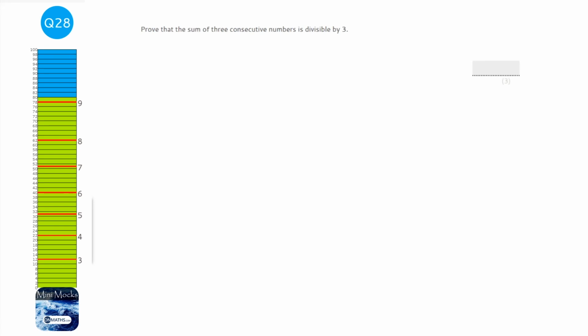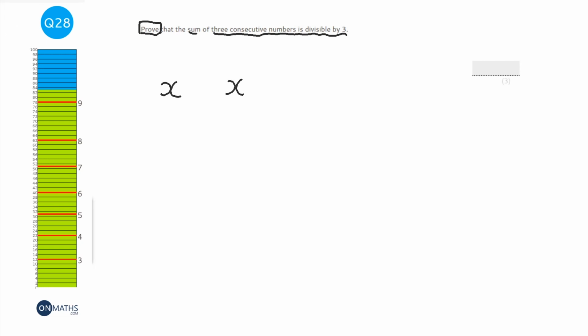Okay, so this looks like a quite simple question. However, it's a little bit more complicated than it looks. It says that the sum of 3 consecutive numbers is divisible by 3, and we've got to prove it. So the working out is everything. So I'm going to name my first number x, okay, because we don't know what it is. It could be anything. But the next number will be x, same as the number before, but 1 added to it. And the next number after that is going to be the same as the first number, but 2 added to it.